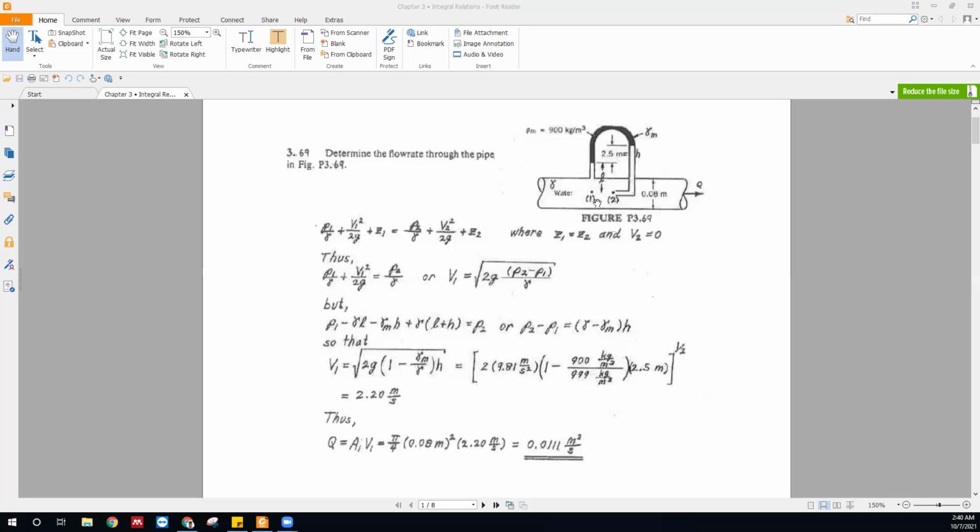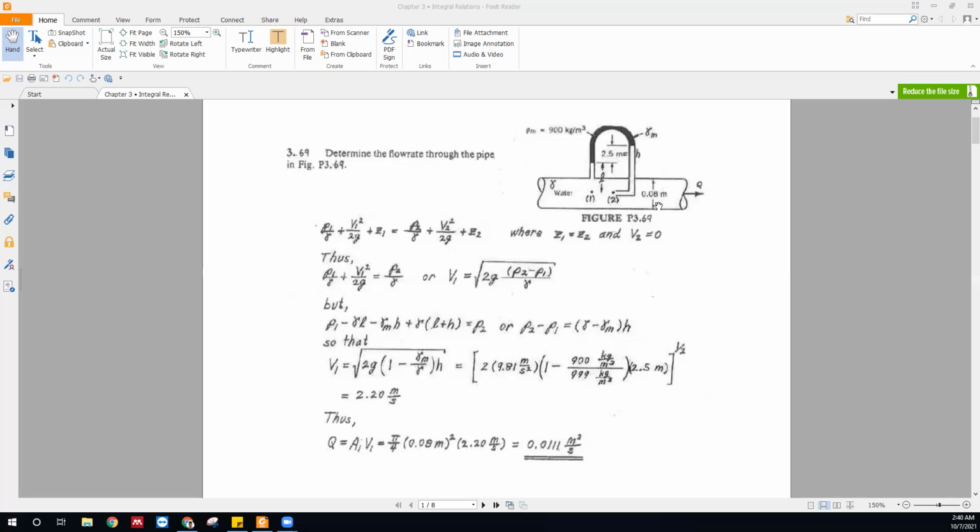Now, in this problem, you see that the water is flowing from left to right, and they also have a tube placed here. If we consider point 1 and point 2, we need to determine the flow rate through the pipe, right? To determine the flow rate, we need the velocity. Basically, the flow rate Q equals A1 V1. A1 is the cross-sectional area, and V1 is the velocity.